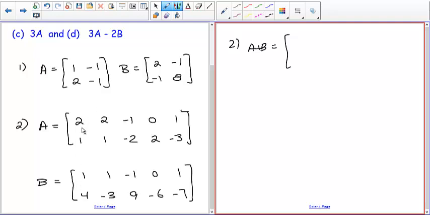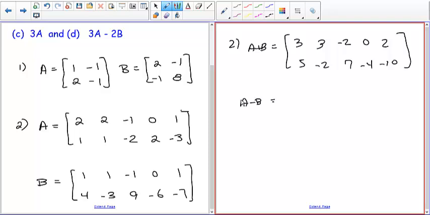And we just add the corresponding row and column combinations. So we take this plus that. 2 plus 1 is 3. Negative 1 plus negative 1 is negative 2. 0 plus 0 is 0. 1 plus 1 is 2. Come down to the second row. 1 plus 4 is 5. 1 plus negative 3 is negative 2. Negative 2 plus 9 is 7. 2 plus negative 6 is negative 4. And negative 3 plus negative 7 is negative 10. Okay, so that's adding the matrices together.